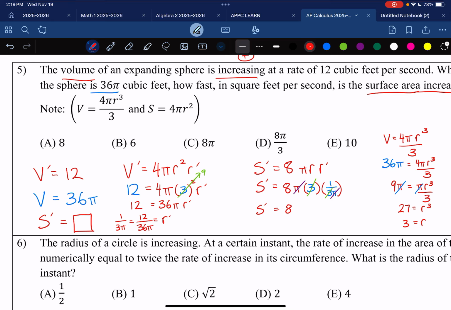Kind of nice. Is 8 an answer? A is an answer. Number 5, the answer is A.